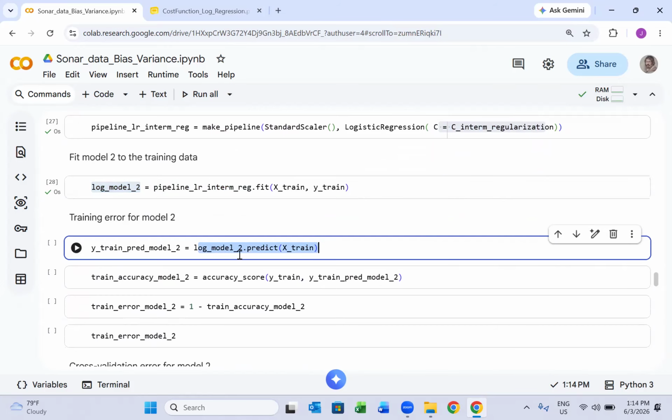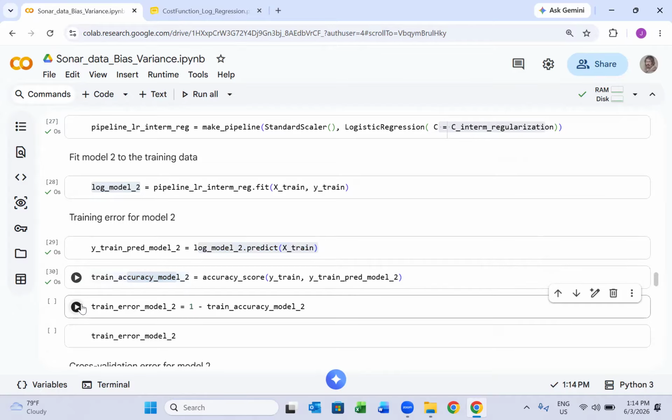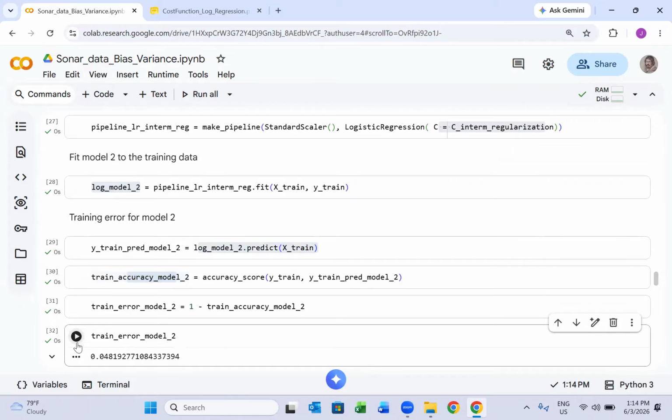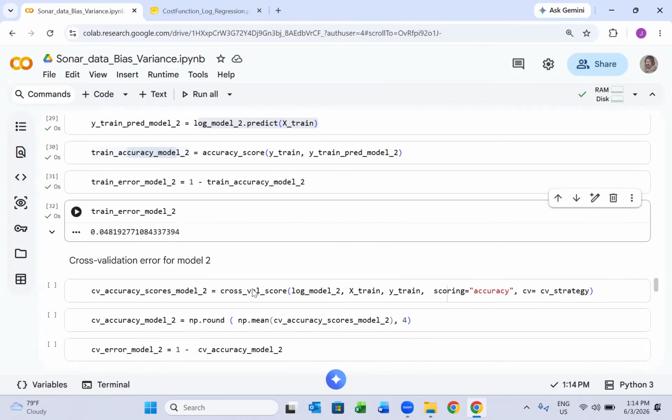We use model number 2 to predict the train data. Then we compute the train accuracy for that model. Then the train error, and the train error is 0.048, so 4.8%, okay? So whereas model number 1 has a 0 error on the training data, model number 2 has a 4.8 error, okay? How about the cross-validation error for model number 2?